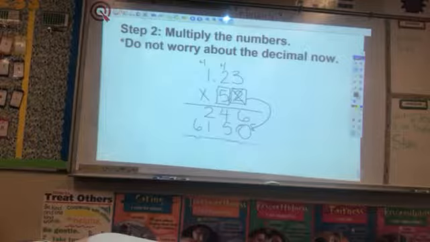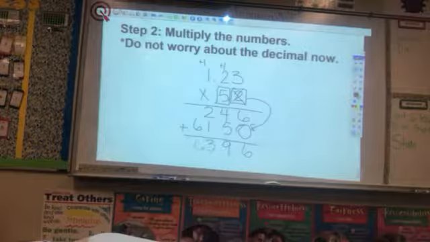And then we always know that the last step is to add all of our numbers up. So when we add, we get 6396. Now, this is not our final answer. This is just part of our product. We're getting to an answer, okay?